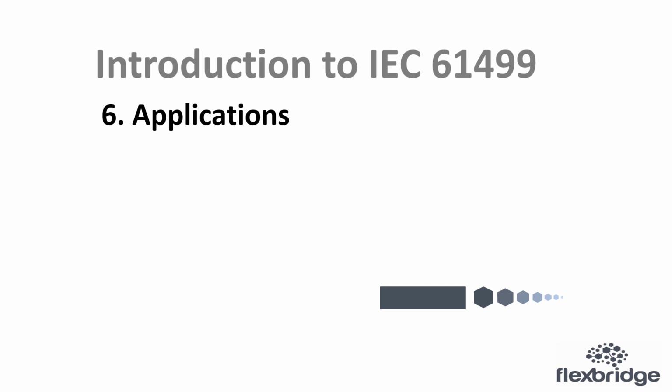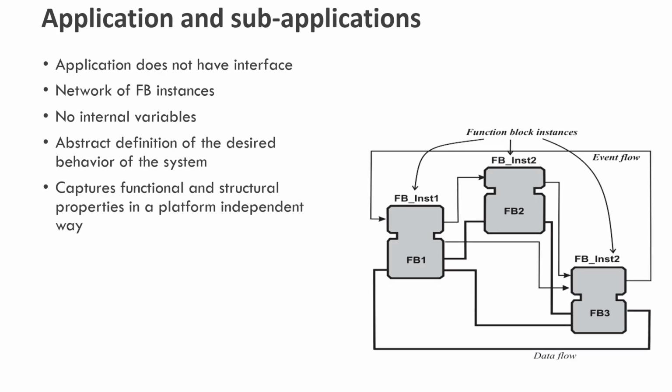So now we know what the main components are from which we will be building applications in the IEC 61499 standard. These are basic, composite, and service interface function blocks. Now let's see what an application is.